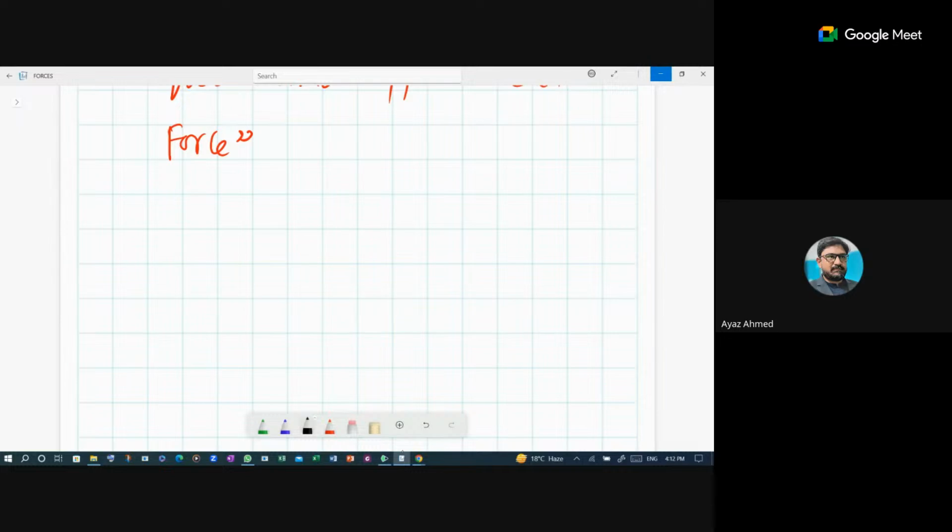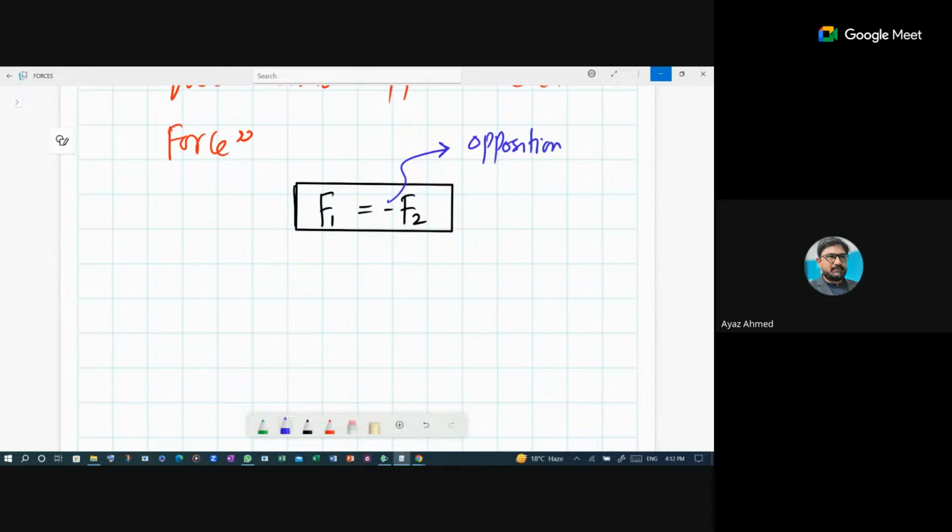So for example, F1 is your action force and F2 is your reaction force. Then both forces are equal but opposite in direction. So this negative sign shows that they are opposite in direction, right?